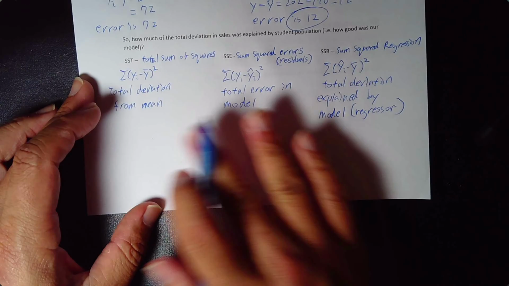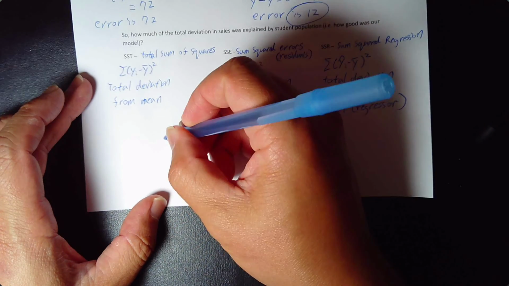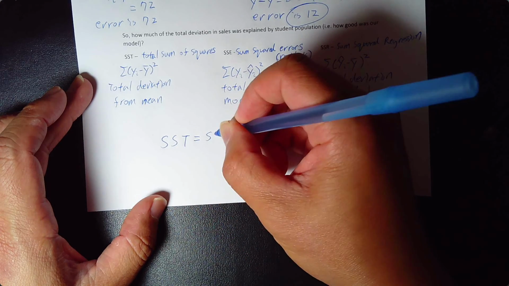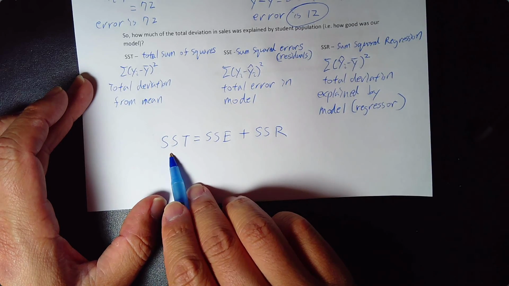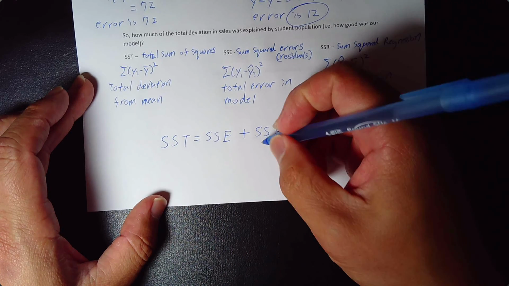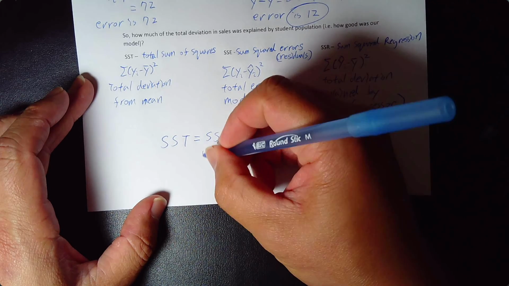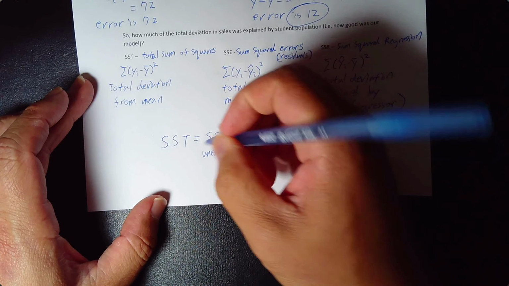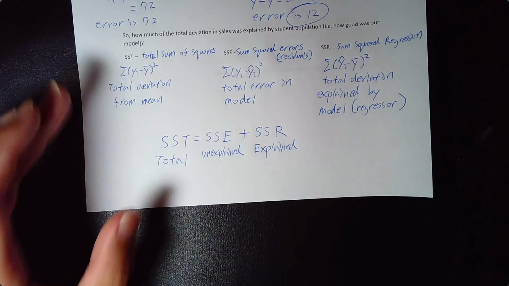Now, there's a relationship between these three measurements. That is, and this is the most important part here, SST equals SSE plus SSR. Total deviation equals the error unexplained plus the explained. Let me write that down here. All right, and there we go.